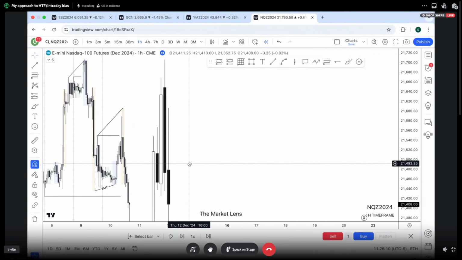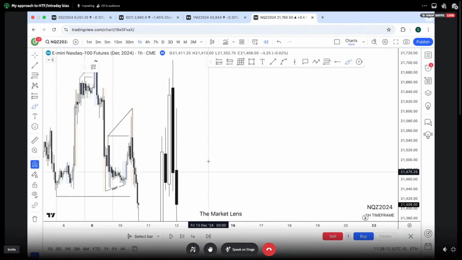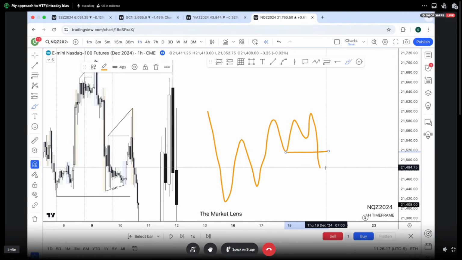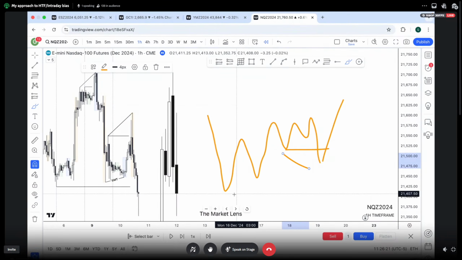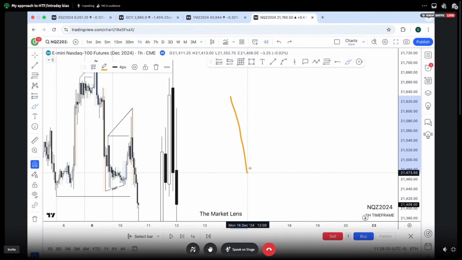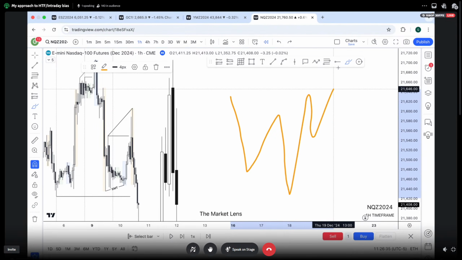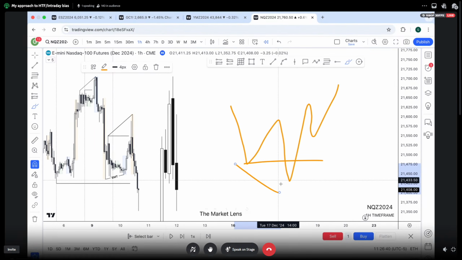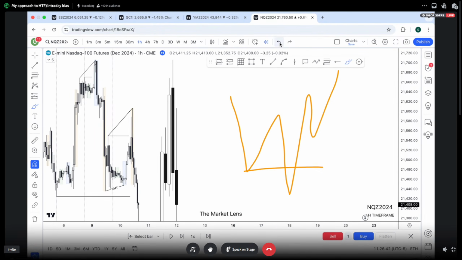But just a general rule with SMTs. If you see an SMT like this, it's generally not as high probability, right? Because this is just a failure swing. This is just a failure swing to this low, right? So I want to see something like this. I want to see an SMT with an established low, right? So like this, right? I don't want to see any lows in close proximity to this low. You know what I'm saying?